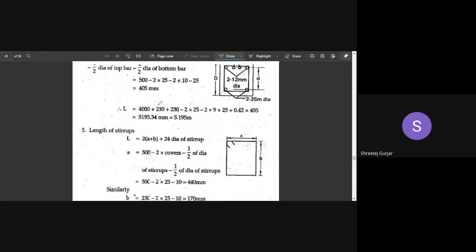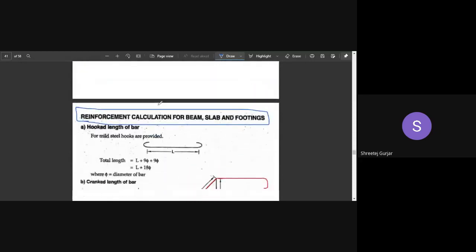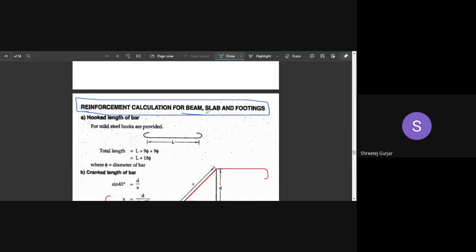So this is your last numerical. After this, we will look into the bar bending schedule, calculation of your reinforcement in beam, slab, footing, and also in columns. Once you finish up with this, we will be done with your first module. So this week we will try to finish up your first module.